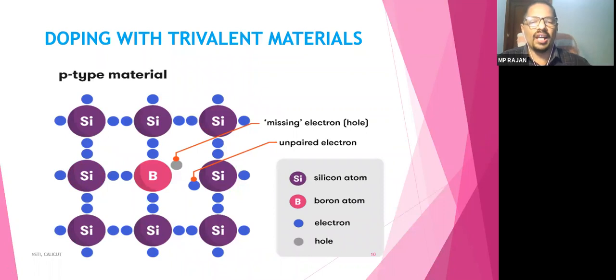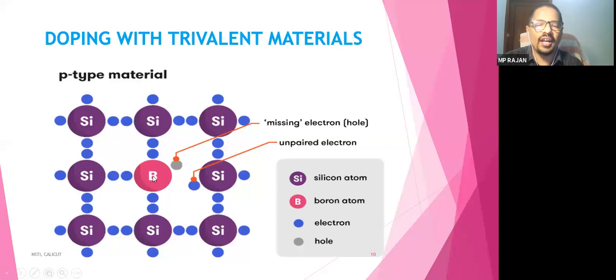Okay. Now, on the other side, if you dope with a trivalent atom like boron, this is called boron. It has 3 electrons outside, whereas the surrounding silicon requires 4 electrons. So here there is a missing electron, a deficiency of electron. Deficiency of electron means one bond is not formed with the adjacent silicon. So a shortage of electrons, in other words, we can call it an excess of holes. Electron is a negative charge; the opposite is hole, meaning deficiency. So there is a shortage of one electron.